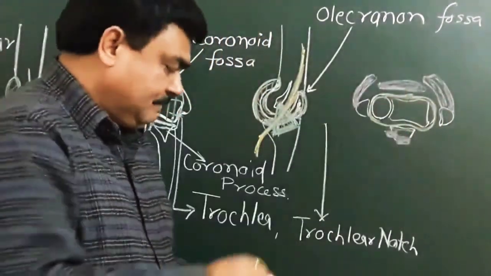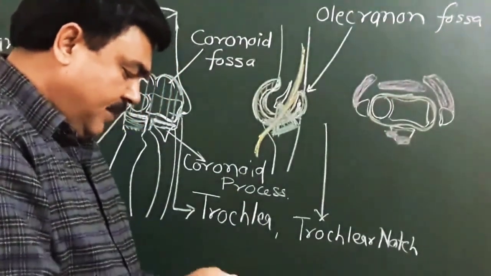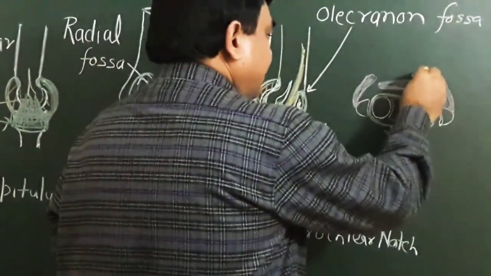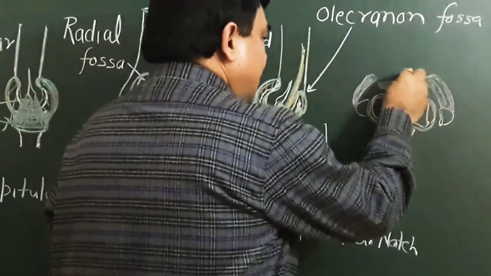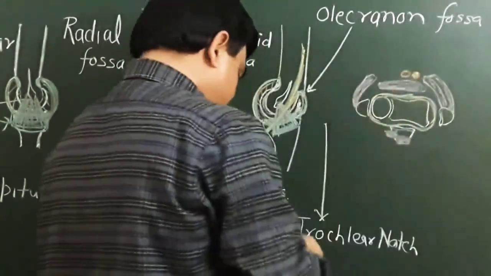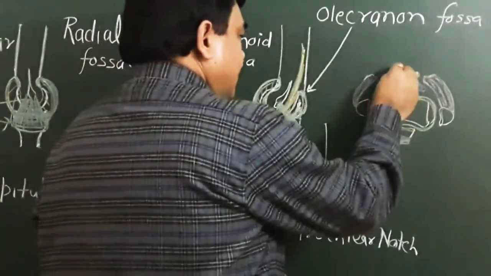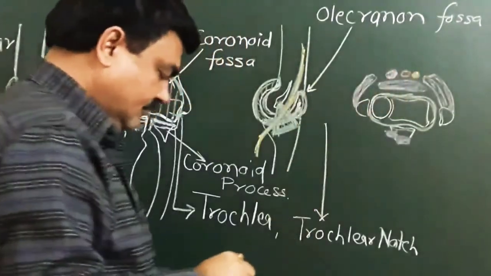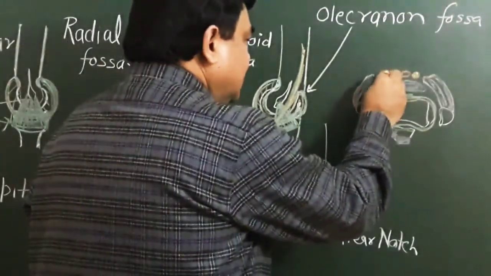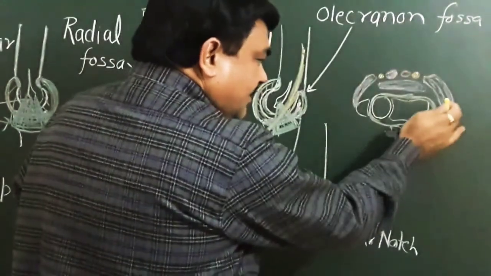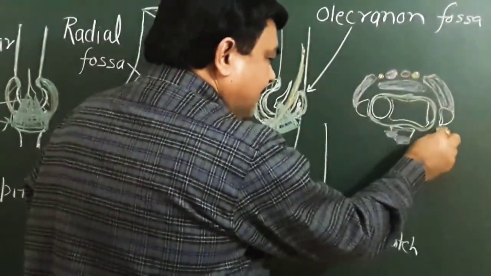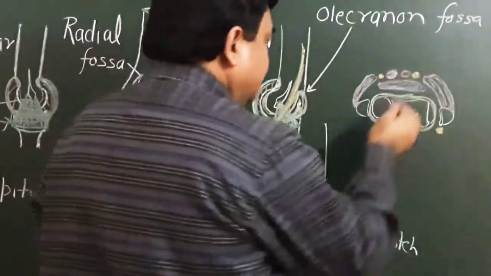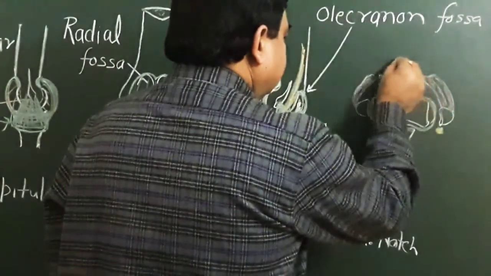This is brachialis, and the structures from medial to lateral side: this is the median nerve. Then there is the brachial artery. Then there is biceps brachii, this is the tendon of the biceps brachii. And there is the radial nerve. And here, behind the medial epicondyle, there is the ulnar nerve. So these structures are related to this joint.